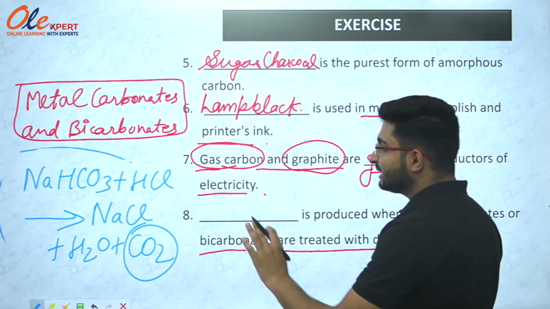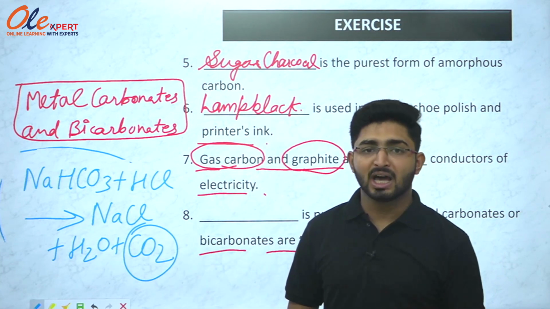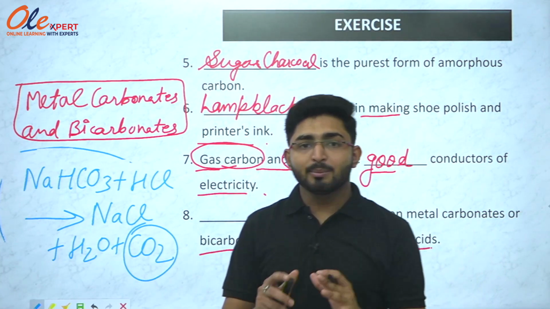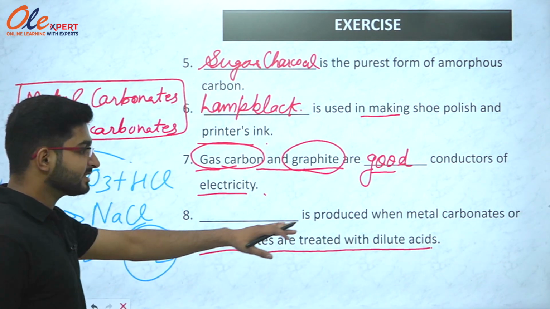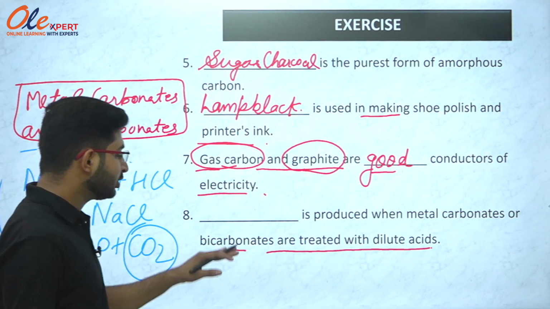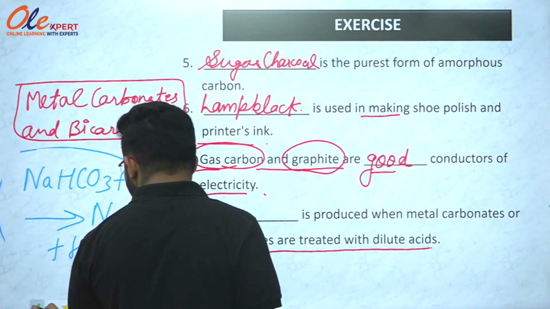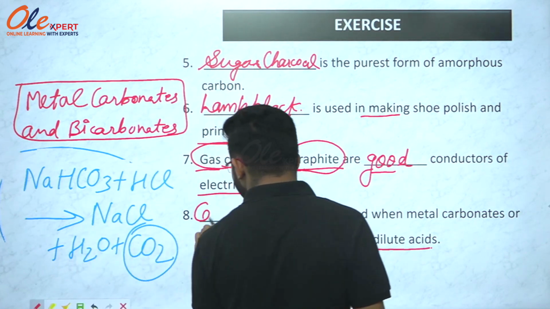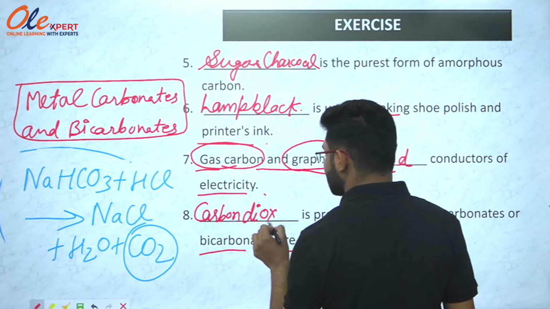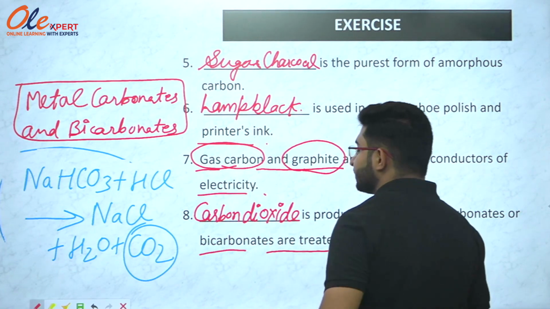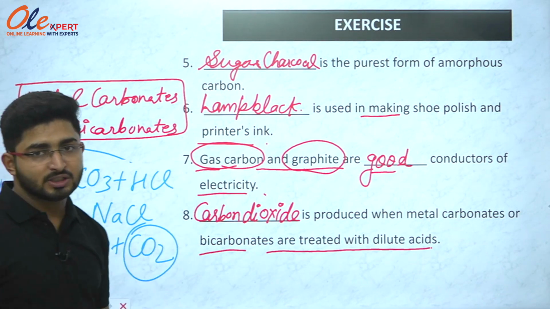So you can see that in both cases, when we are treating metal carbonate and metal bicarbonate with dilute acid, carbon dioxide is released or produced. So you can write here: carbon dioxide is produced when metal carbonates or bicarbonates are treated with dilute acids. So the correct answer is carbon dioxide. So these are the fill in the blanks, and we have done with the correct answers for these also.